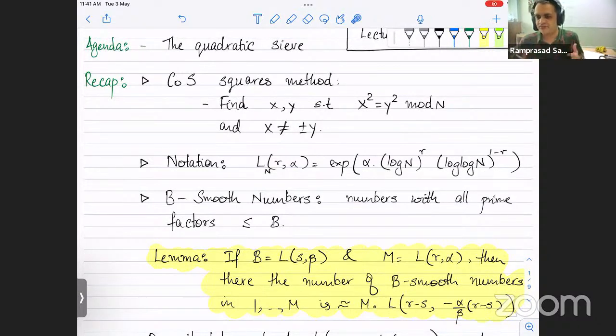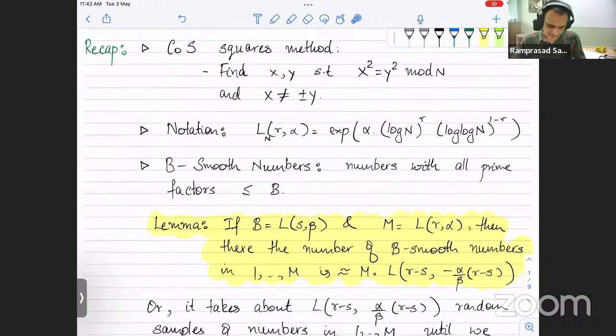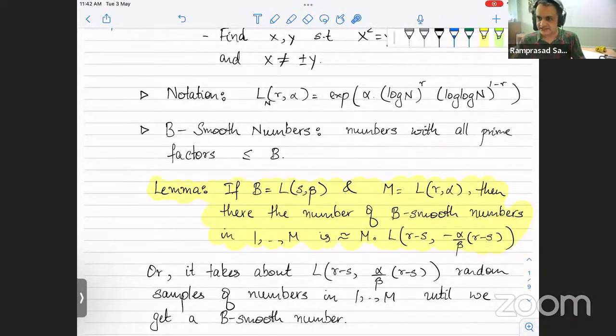Often the heuristic is that we will have some set of m numbers, not particularly in this range 1 through m, but some set of m numbers that are no larger than something, and we will just assume that the density is roughly this. So those are the heuristics that will come in terms of the probability of a number being smooth in the range that we are looking at.